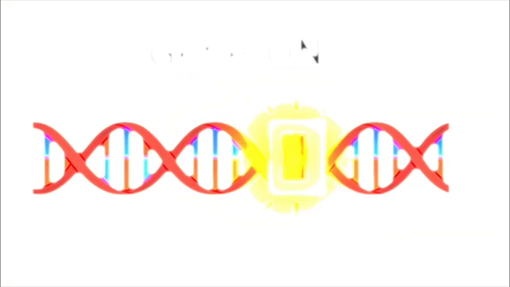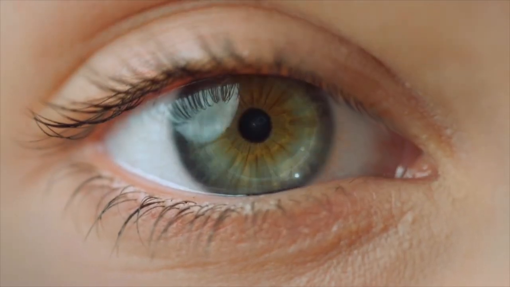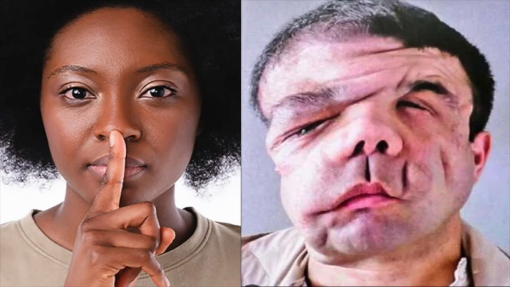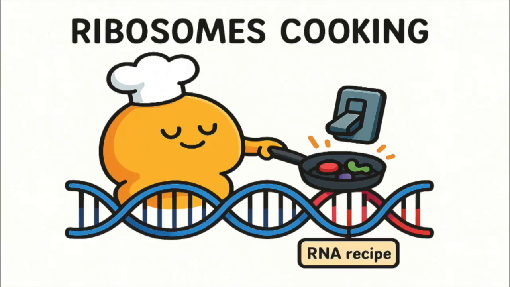Genes can turn on like a light switch spark. Some stay off, never play no part. Traits passed down like the color of your eyes or the curl in your hair, yeah, it's all in the design. Mutations can happen when the letters misalign. Some stay silent, others alter the design. Proteins built when the code gets read. Ribosomes cooking what the RNA said.